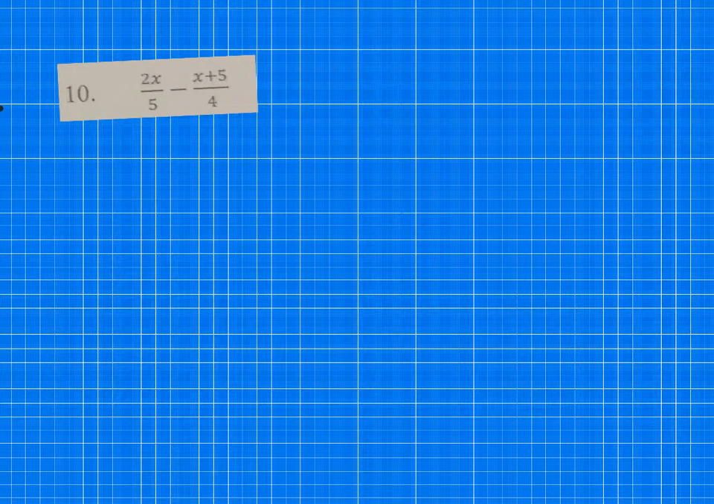In this example, we're looking to combine these two fractions to simplify them. First of all, we can see that we've got 2x over 5 minus (x + 5) over 4. These are not the same size fractions. We need to make a common denominator. The most straightforward denominator to use would be found by multiplying those two numbers together. So we'll change them into 20ths.